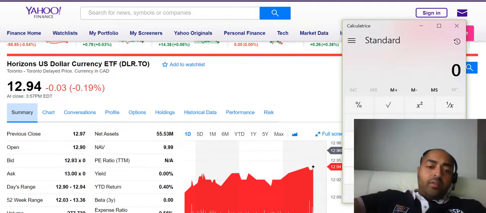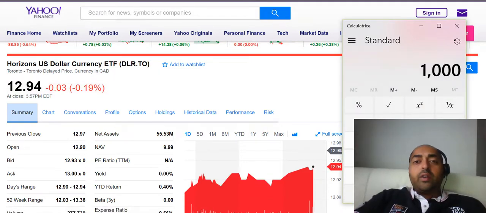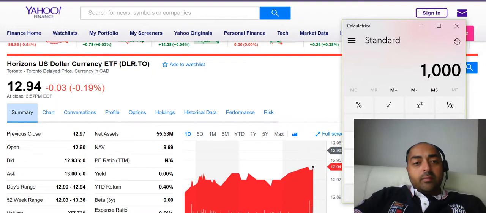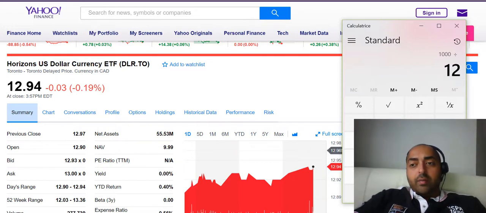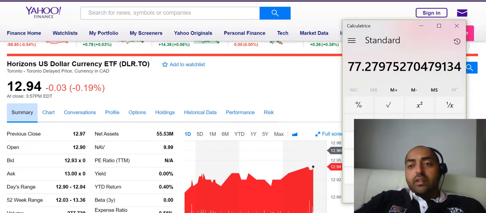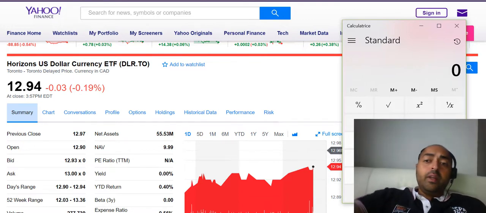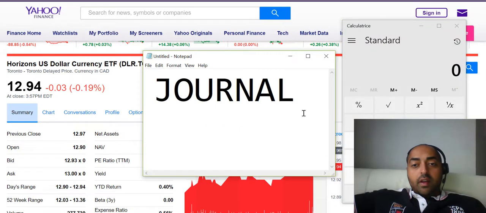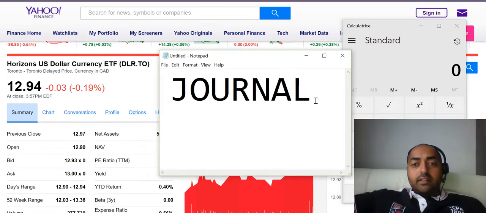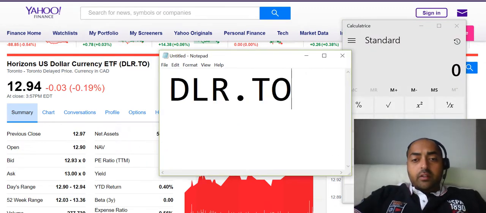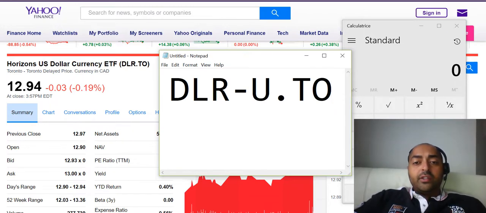For example, if you have $1,000 and you want to convert to US, you're going to buy some DLR.to ETFs. Right now it's trading at 12.94. So you're going to divide 1,000 by 12.94, which gives you 77 shares of DLR.to. As soon as you do that, you have to contact your broker. With Questrade, you can call them by phone or even chat with them and ask them to journal your DLR.to into DLR-U.to.